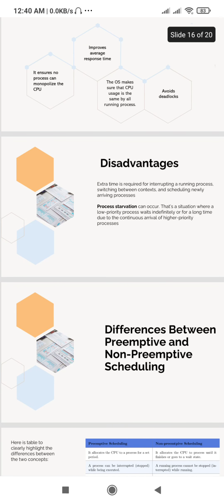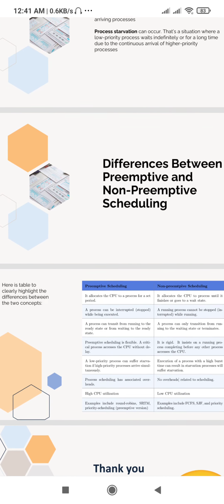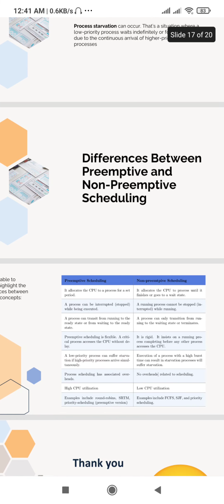Difference between preemptive and non-preemptive scheduling. Preemptive scheduling allocates the CPU to a process for a set period of time, and non-preemptive scheduling allocates the CPU to a process until it finishes or goes to the wait state. In preemptive scheduling, a process can be interrupted while being executed. In non-preemptive scheduling, a running process cannot be stopped while running. In preemptive scheduling, a process can transition from running to the ready state or from waiting to the ready state, and in non-preemptive scheduling, a process can transition from running to the waiting state or terminate.